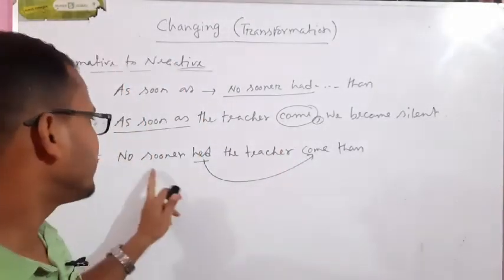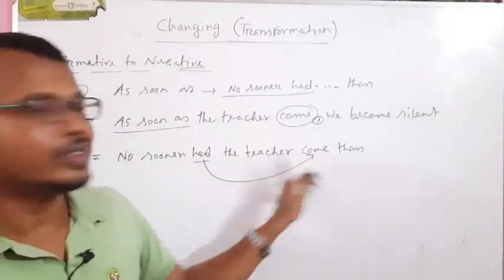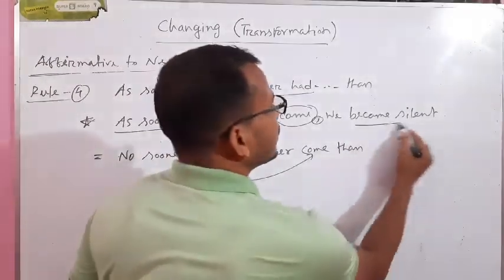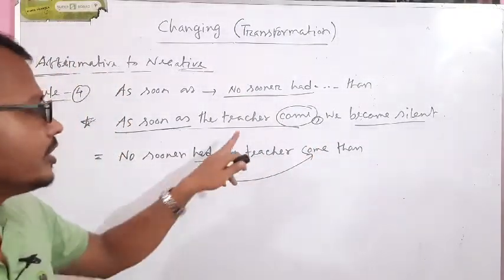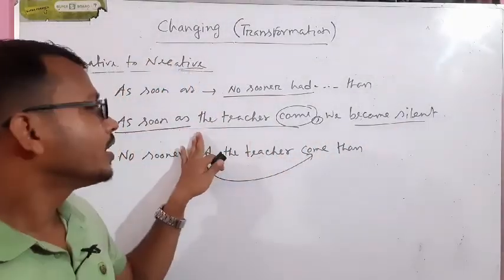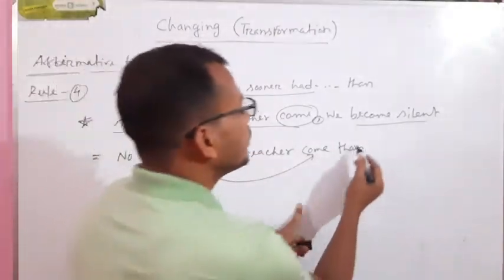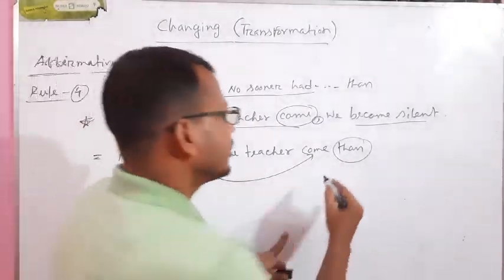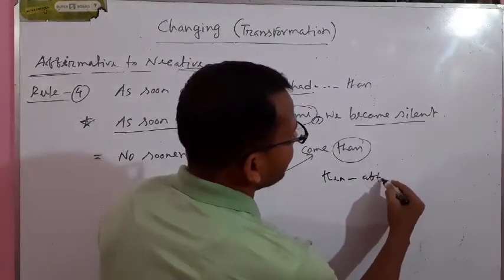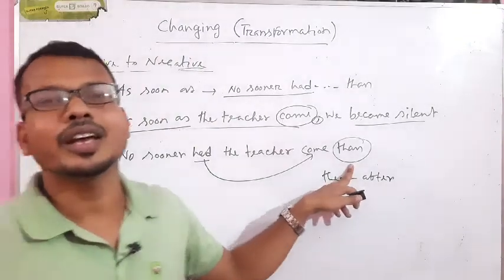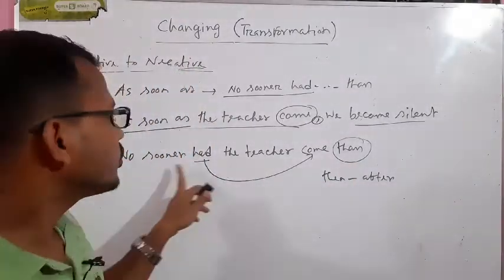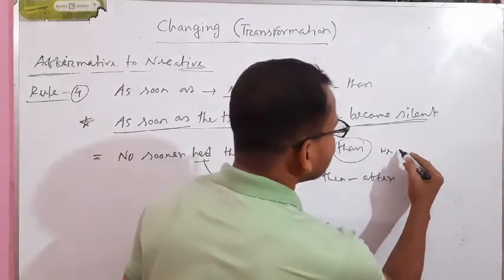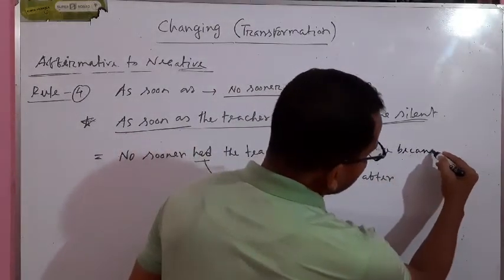Here is a comparison between two times. No sooner had the teacher. Here two works are going on. The teacher came and we became silent. There are two works. Here is a work and here is also a work. That means there is a comparison between two actions. That is why we will write than. In case of comparison, not after that. Then means after. But this than is a comparison between two actions. No sooner had the teacher came than we, this part will remain unchanged. We became silent.